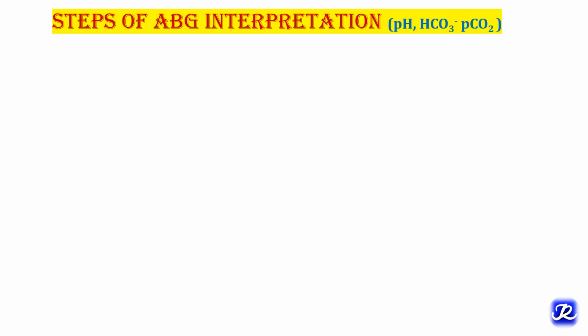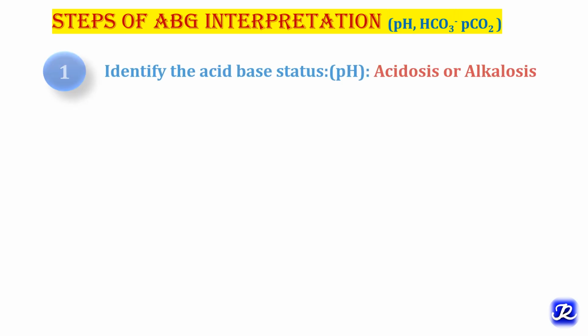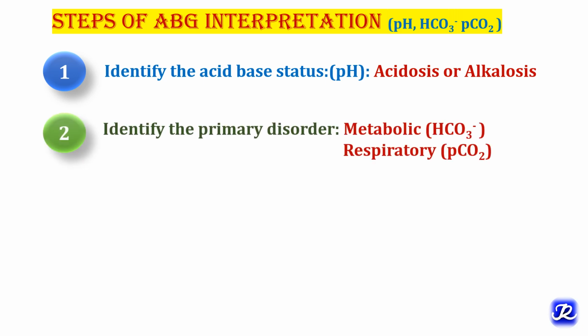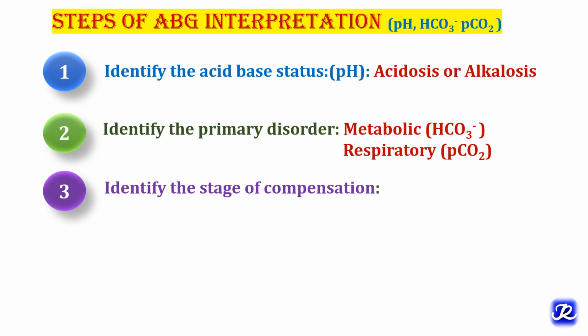So let's summarize the topic. There are 3 steps of ABG interpretation based on the values of pH, bicarbonate and partial pressure of carbon dioxide. The first step is to identify the acid-base status, whether the condition is acidosis or alkalosis. Then second step is to identify the primary disorder, whether it is metabolic or respiratory disorder. Third is to identify the stage of compensation.